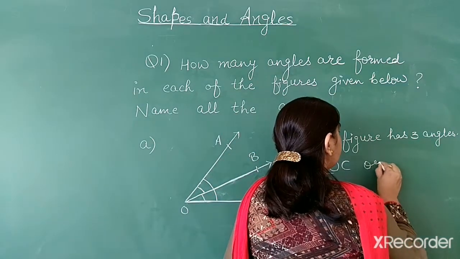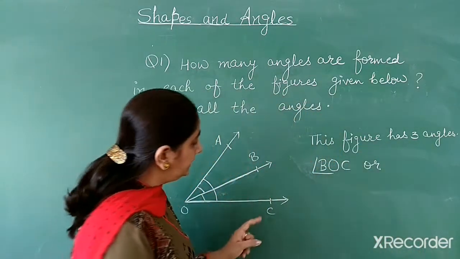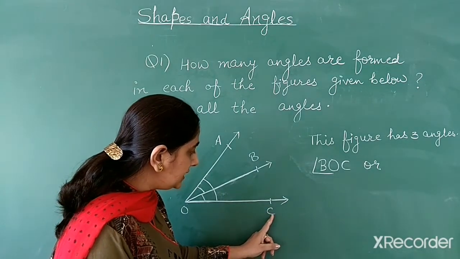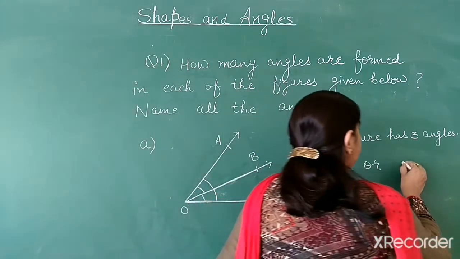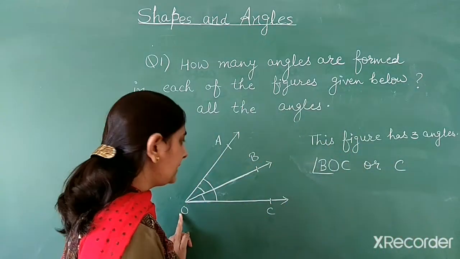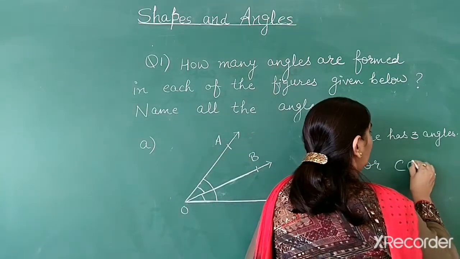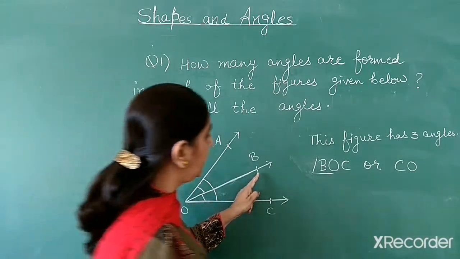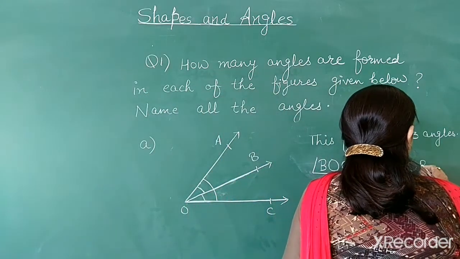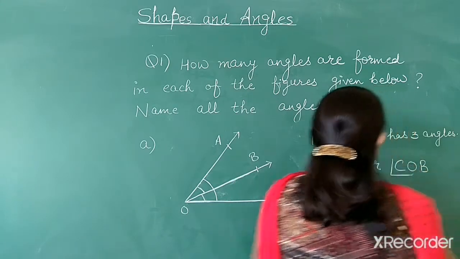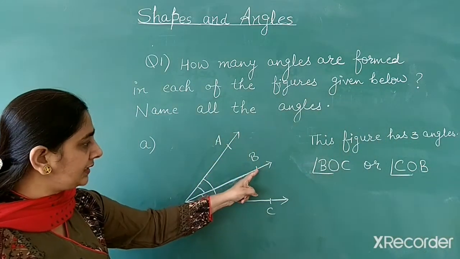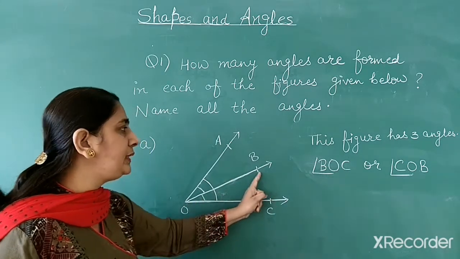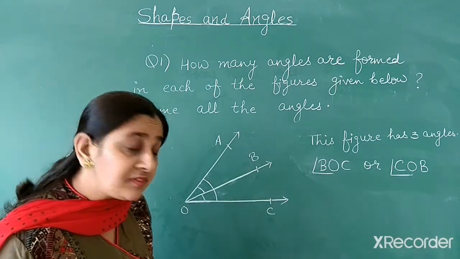Or you can write the name of this angle in another way. If you start from C, then write this letter C, then write the vertex O, and then write the other point from the second arm. That point is B. So, in this way, children, the name of this angle is BOC, or you can write COB.